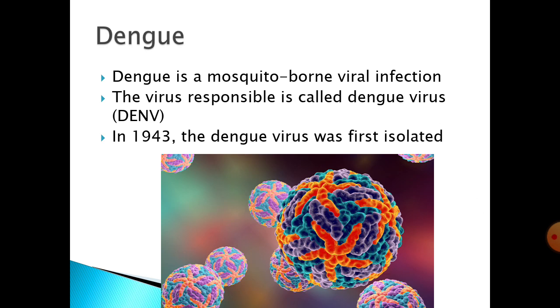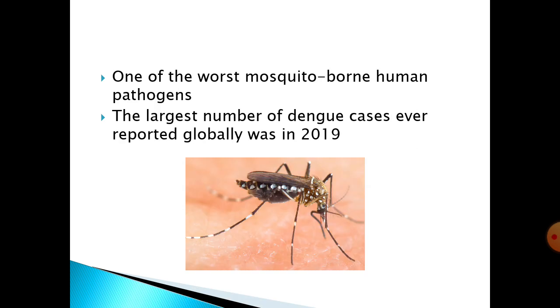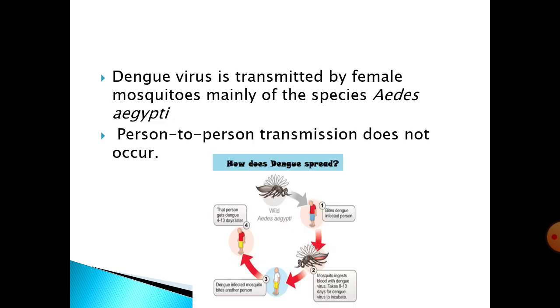Dengue is a mosquito-borne viral infection. The virus responsible is called dengue virus. In 1943, the dengue virus was first isolated. One of the worst mosquito-borne human pathogens is dengue virus. The largest number of dengue cases ever reported globally was in 2019. Dengue virus is transmitted by female mosquitoes, mainly of the species Aedes aegypti. Person-to-person transmission does not occur.